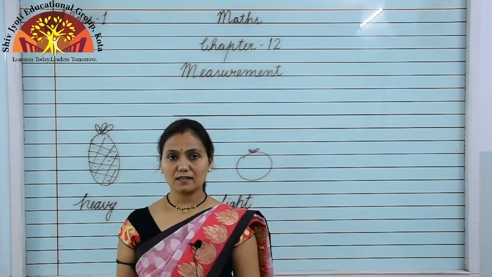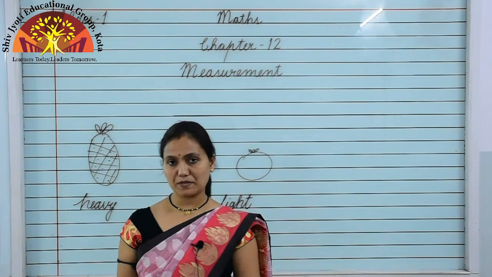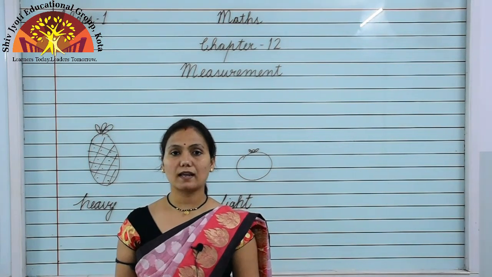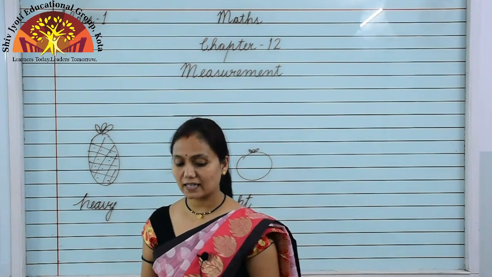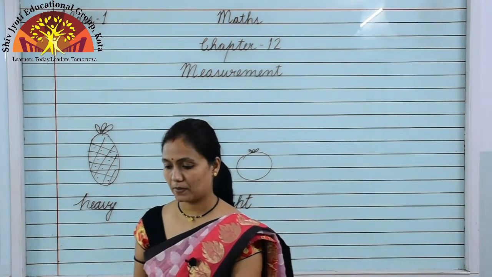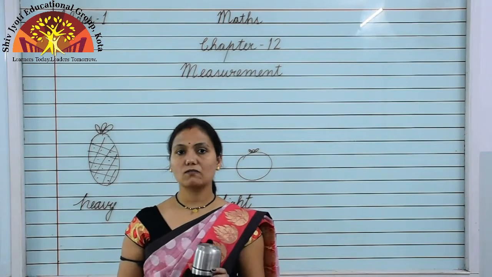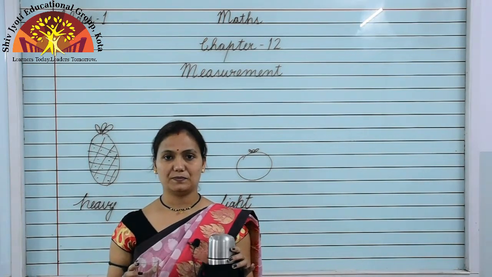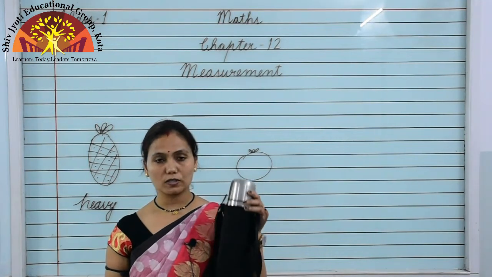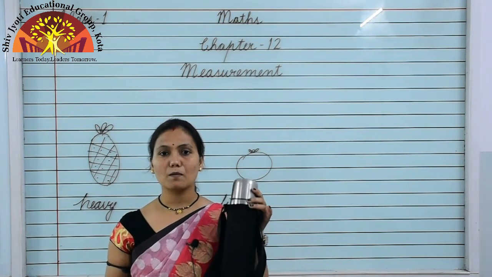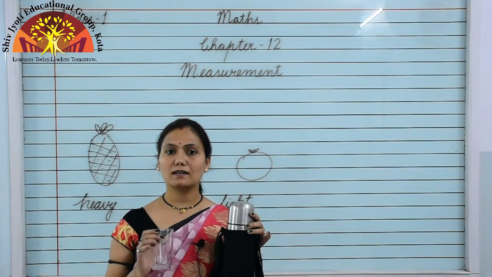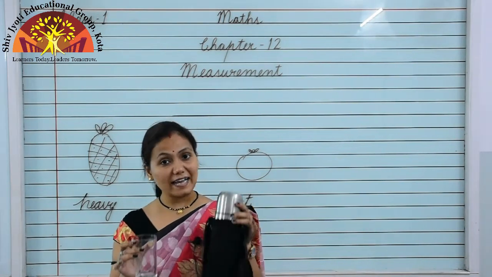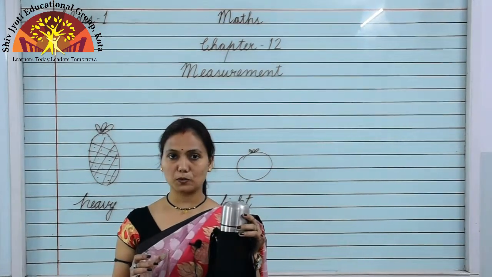Now, next is how to measure capacity. Capacity is an amount any object can hold. I'll explain you with the help of example. I am having one water bottle and a glass. Now, a water bottle holds more water than a glass, or we can say a glass holds less water than a water bottle.